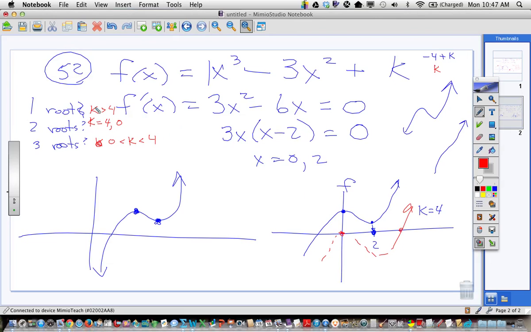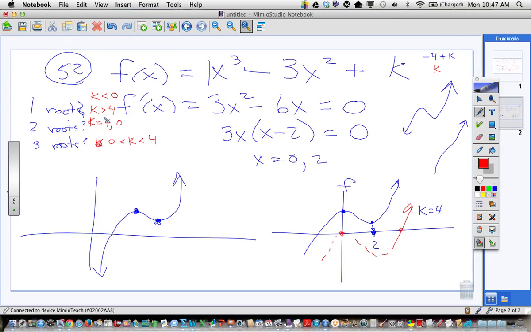And so what about, I'm not quite done with 1 root then. What happens when k is less than 0? Well, I'll be back to 1 root. So, there you go. So when k is less than 0 or greater than 4, we're going to have 1 root. It'll be shifted up too far or down too far to have any more. When k is exactly 0 or 4, we'll have 2 roots. And when k is between 0 and 4, we'll have 3 roots. That's what it asks, right? When we'll have 1 root, when we'll have 2 roots, when we'll have 3 roots.